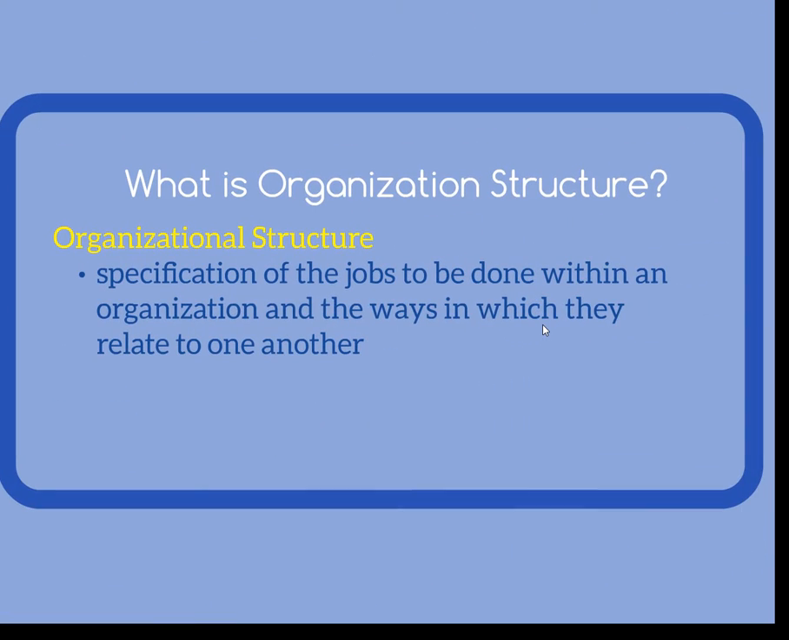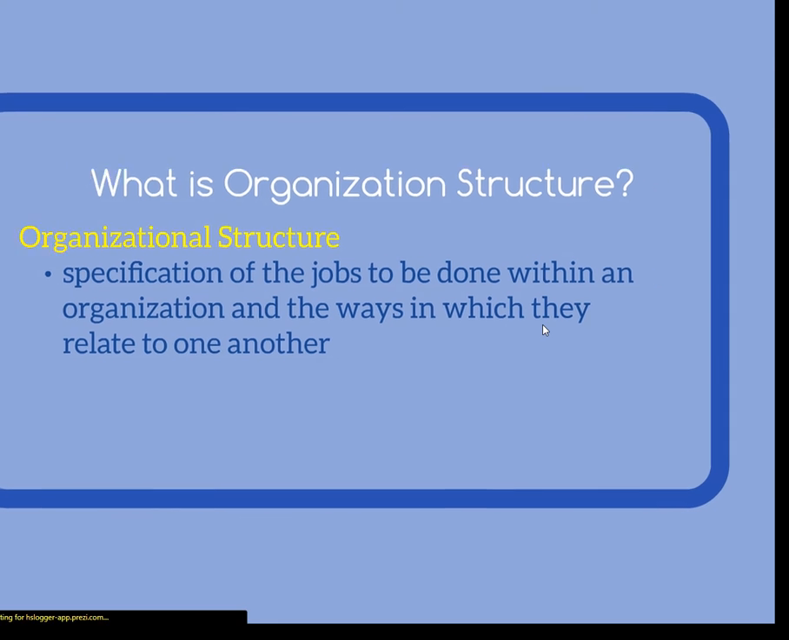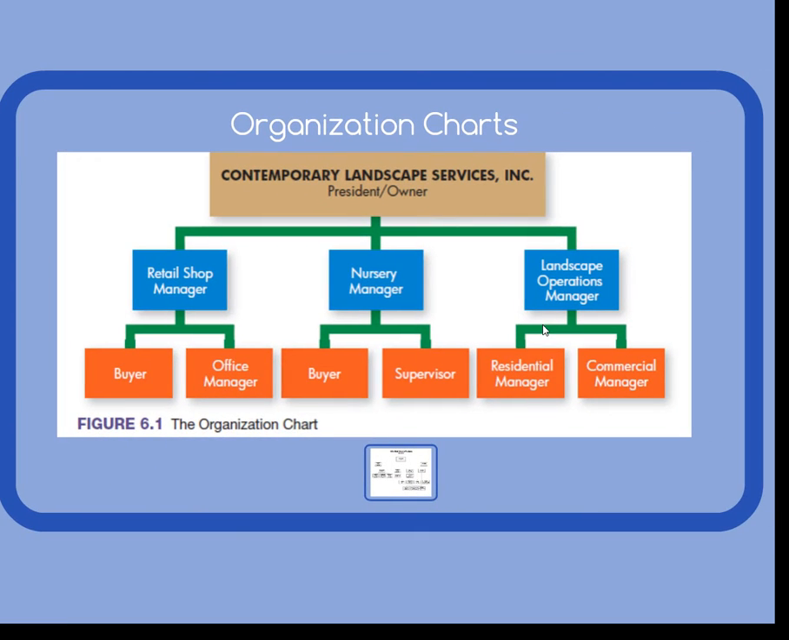Your structure is the specification of the jobs to be done within an organization and the ways in which they relate to one another. So we have an example here of an org chart. We have just some pretty basic things here, but you want to think about what this tells you about the organization. It tells you what the titles are, who the managers are, who's at the top. So this is your typical org structure here. It also shows you how the positions relate to one another.